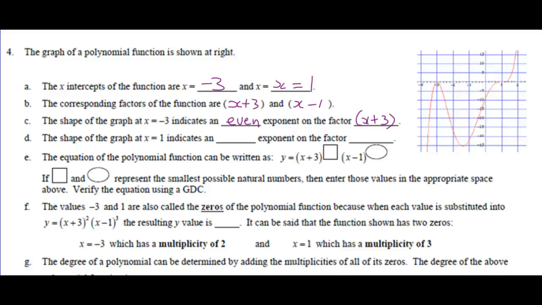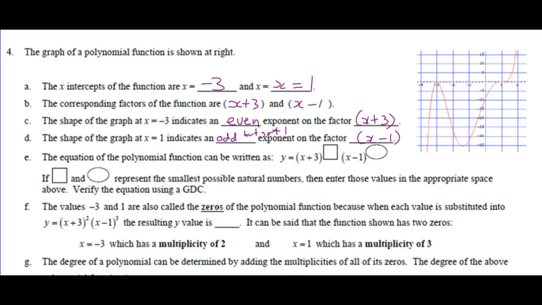The shape of the graph at x equals 1 indicates an odd exponent on the factor. It's odd, but what isn't it? It's not 1, because if it were 1, what would it be doing? Going straight through. So we know it's not going straight through. It's changing concavity, there's a change in direction there. So it's odd, but it's not 1. And that's on the factor. So the 0 is 1, and the factor is x minus 1.